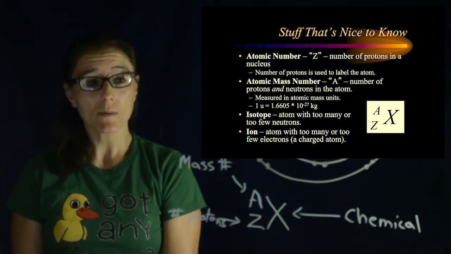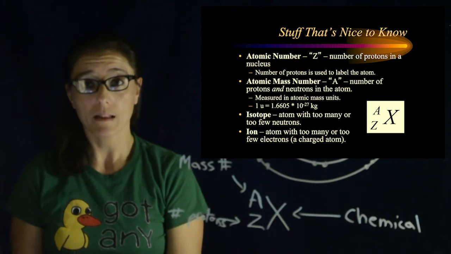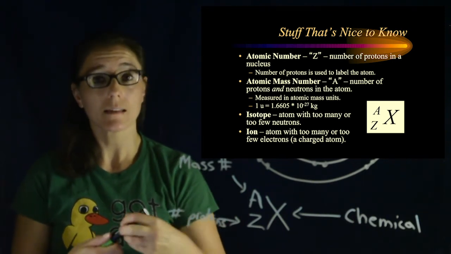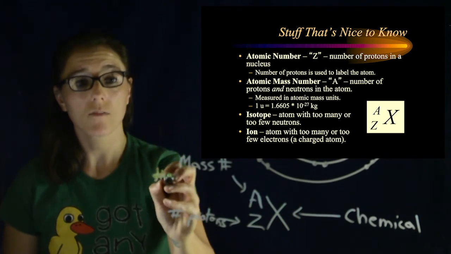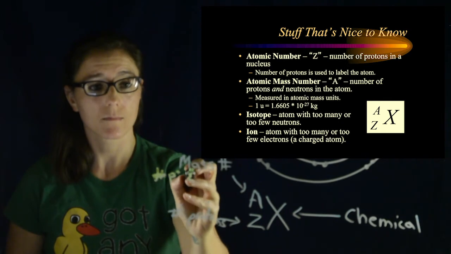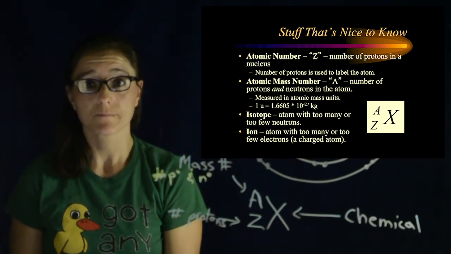I want to be very specific that this top number, symbolized by the letter A, is a mass number, otherwise known as the total number of protons and neutrons in the nucleus.